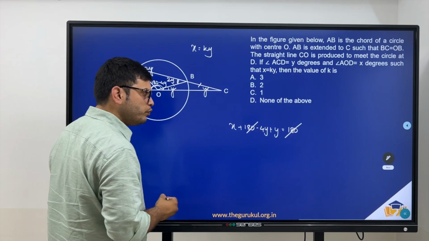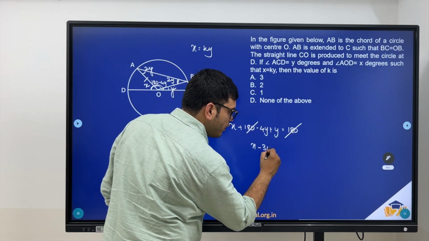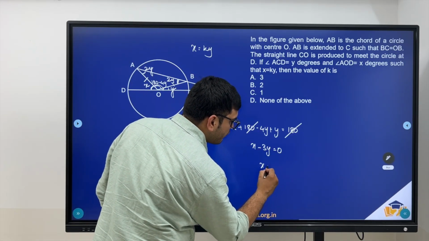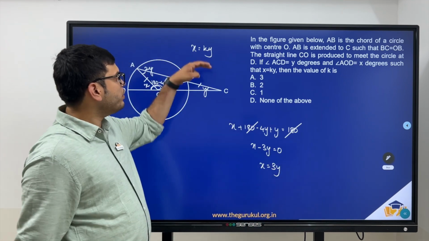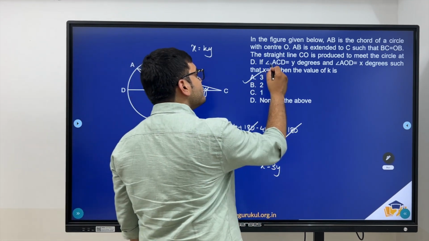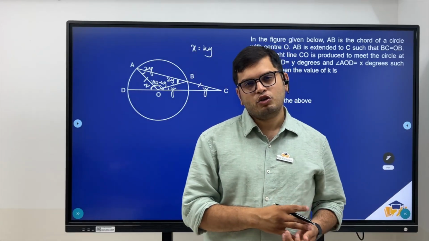I can cancel these two. X minus 3Y is equal to 0, or x is equal to 3y. Comparing this with x is equal to ky, the value of k is 3. Hence option A should be the answer.